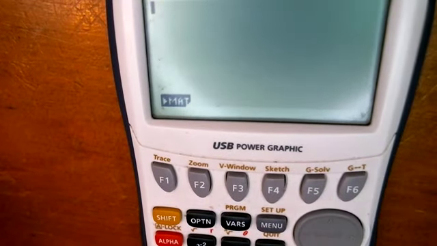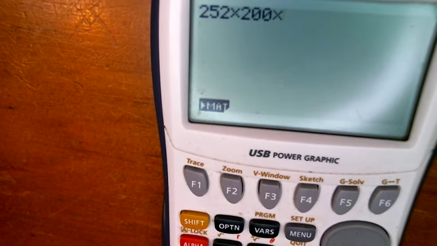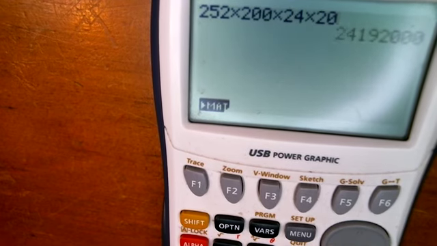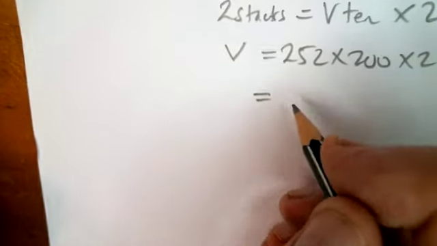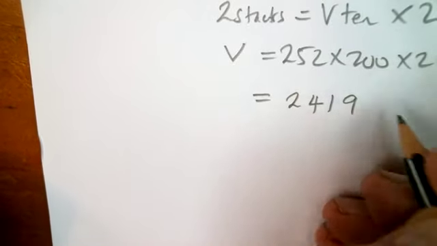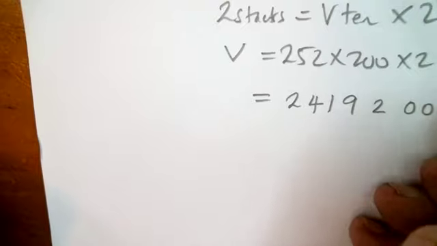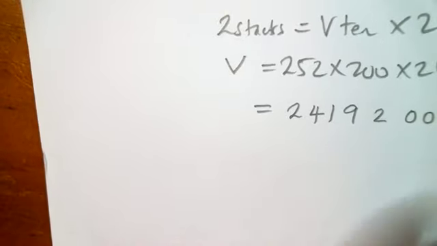Here we go. 252 times 200 times 25, sorry, 24 times 10 times 2, or times 20. And we get, let's write all that in, oh crikey, there's a lot of numbers here: 24192000. So this is a lot, and this is going to be in cubic millimeters.